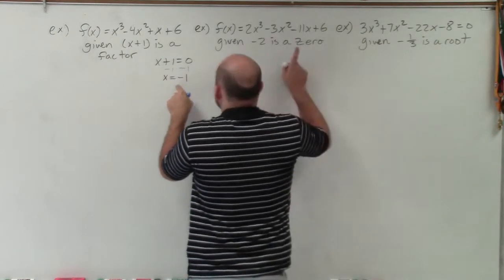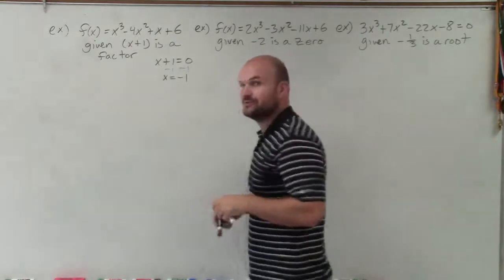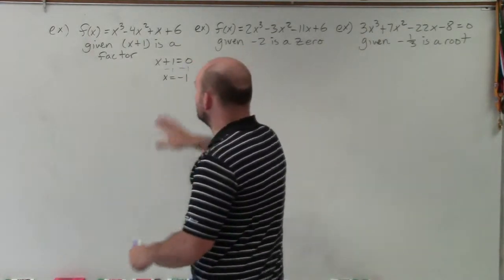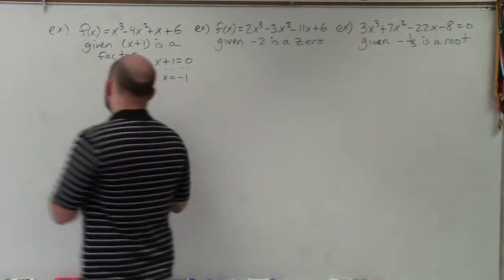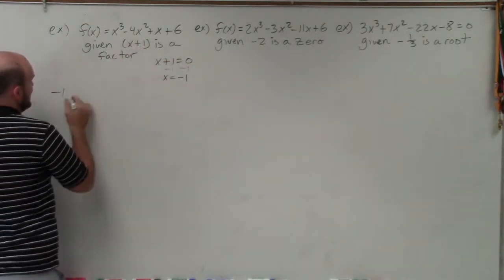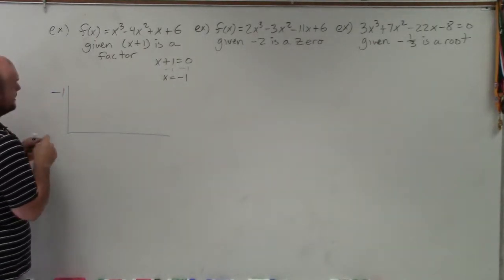Now I have a zero, or if this was an equation, I would have a root. But this is one of my solutions. And that's actually what you use when using synthetic division. You actually use one of the zeros. So now I set up my synthetic division. I take my zero from my factor or divisor, and I put that outside of my little box.